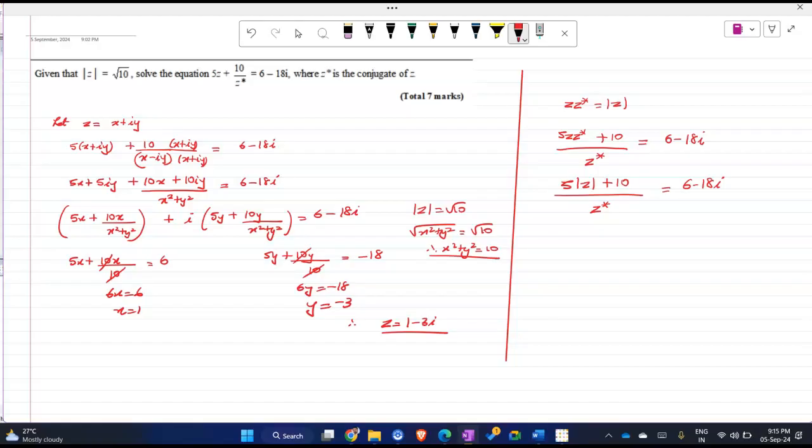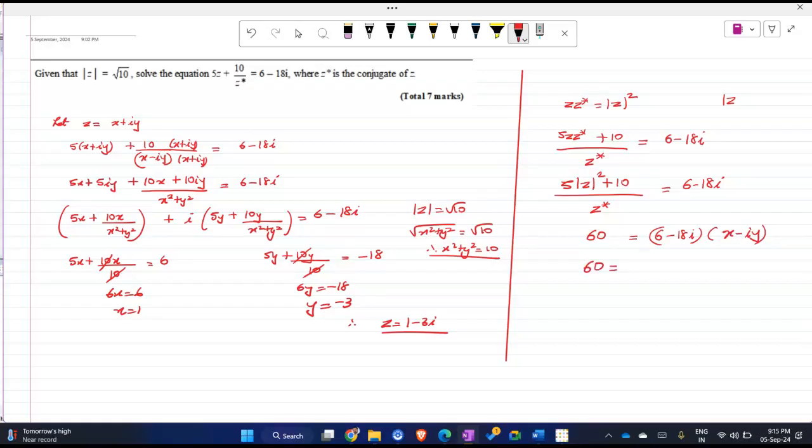I'm just thinking, okay, if you do this, your mod z, but still that z star remains only, you can't do anything about it. Okay, so now what will you do? What is your mod z? Root 10. Correct. No, this is squared. So z squared is 10, this will become 50, 60. Yeah, okay. Now listen. If you call this x minus iy, because that's your x plus iy, so 60 is exactly the same thing.